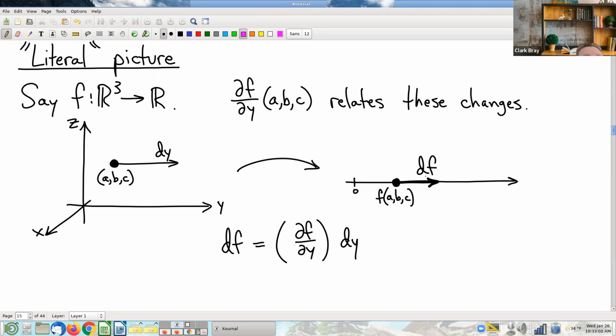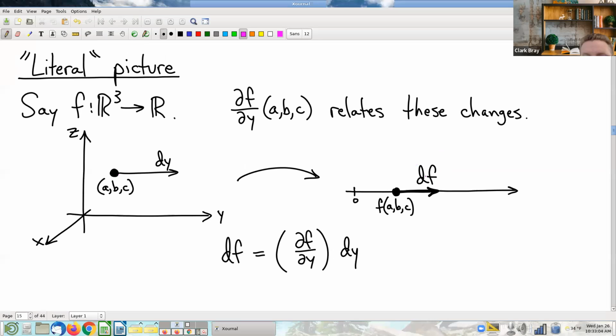So would you say, as an example, if the partial derivative is 5, that for every little bit you move in the y direction while holding x and z constant, you expect the output to change about 5 times as much? That's exactly right. If this were a 5, then exactly as you said, whatever this is going to be about 5 times as much.